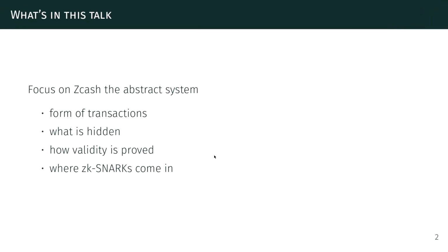Because we don't have so much time, this talk is going to focus entirely on the technical aspect. There are also other interesting questions, but I just want to explain how this system works in the abstract, what the transactions look like, what exactly is being hidden, what isn't hidden maybe, and how you can verify even the validity of a transaction if you know almost nothing about it. And lastly, it'll then become clear where the ZK snarks come in.